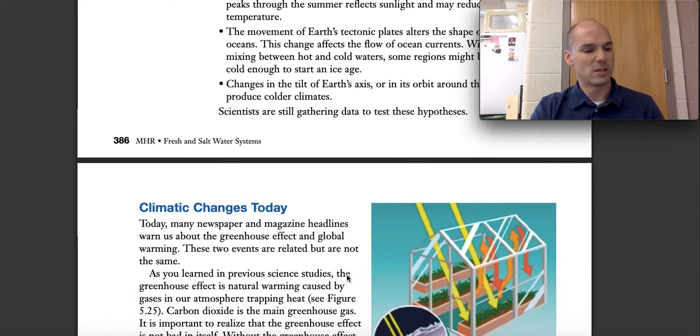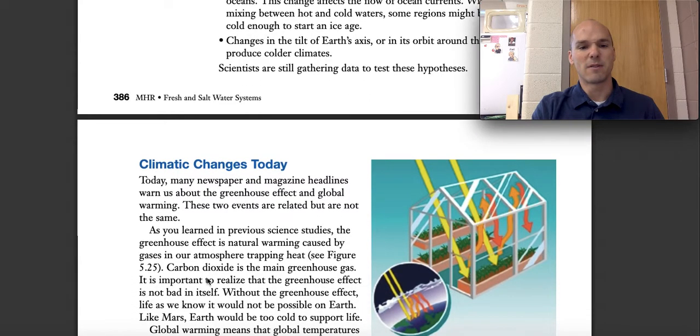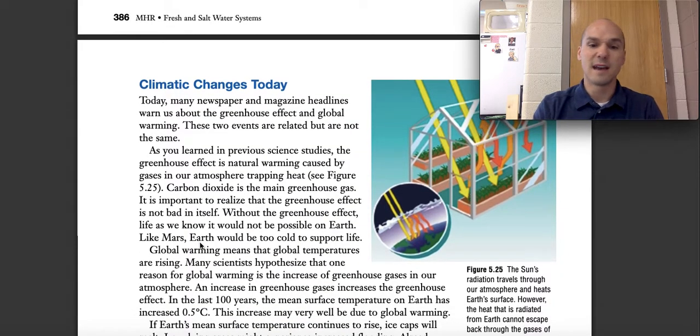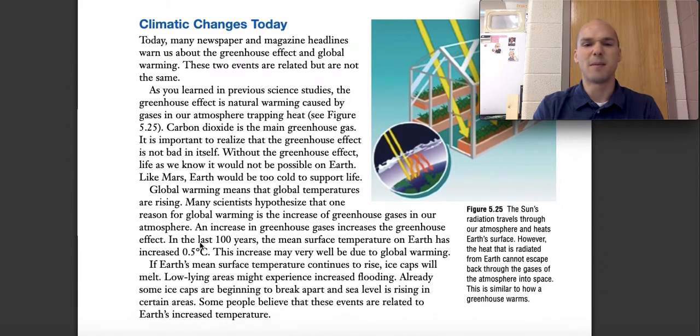Let's go now to page 387. We are almost done. Climatic changes today. We're going to go down here to the next paragraph. As you learned in previous science studies, the greenhouse effect is natural warming caused by gases in our atmosphere, trapping heat. Carbon dioxide is the main greenhouse gas. It is important to realize that the greenhouse effect is not bad in itself. Without the greenhouse effect, life as we know it would not be possible on Earth. Like Mars, Earth would be too cold to support life.